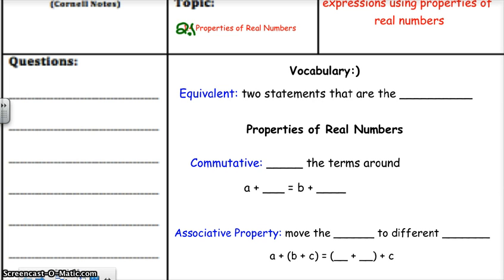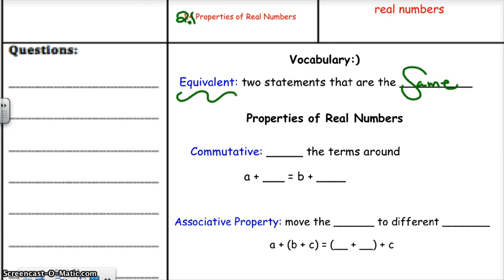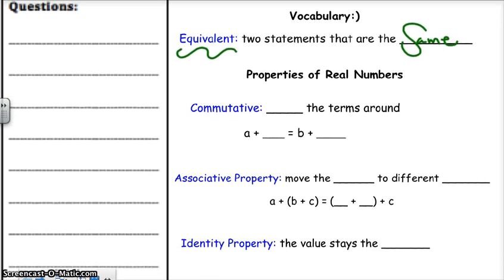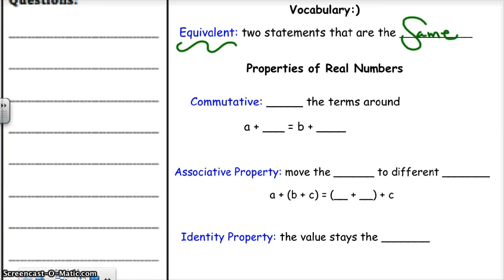The vocab word associated with properties that you need to be familiar with is the word equivalent. Equivalent means that two statements are the same. So we use properties to create equivalent statements, equivalent expressions. Properties of real numbers are commutative, associative, and identity.